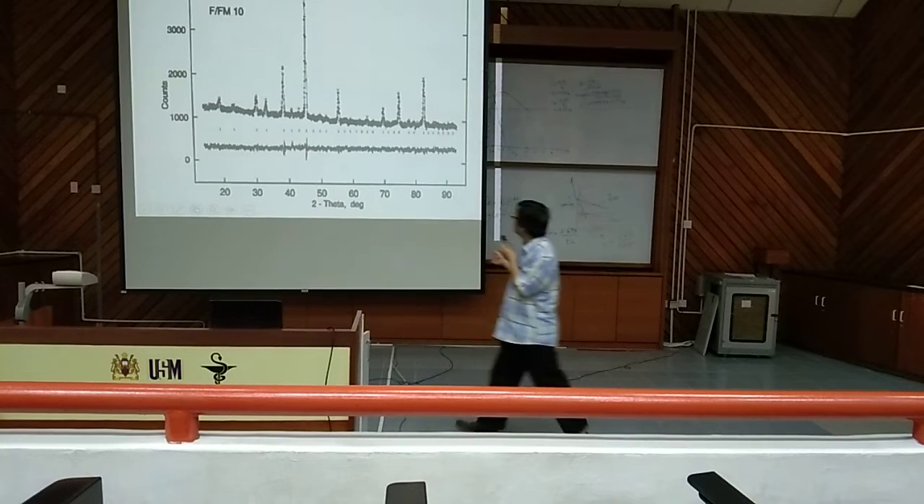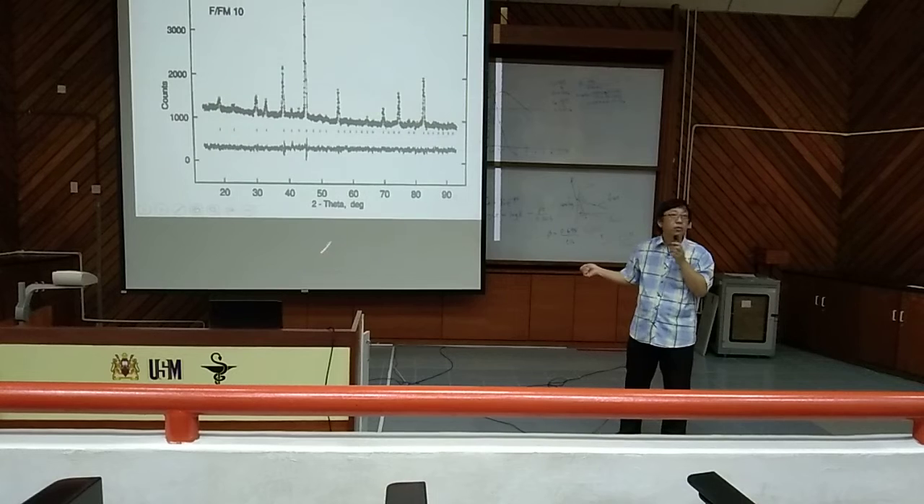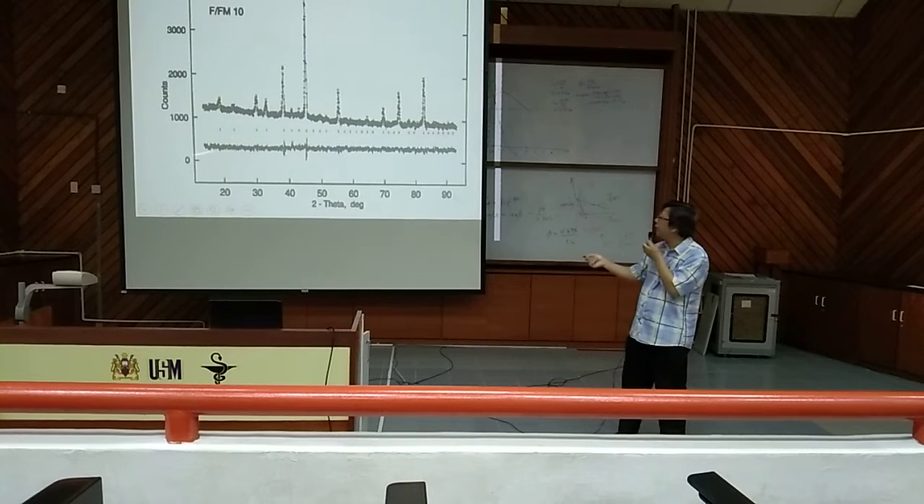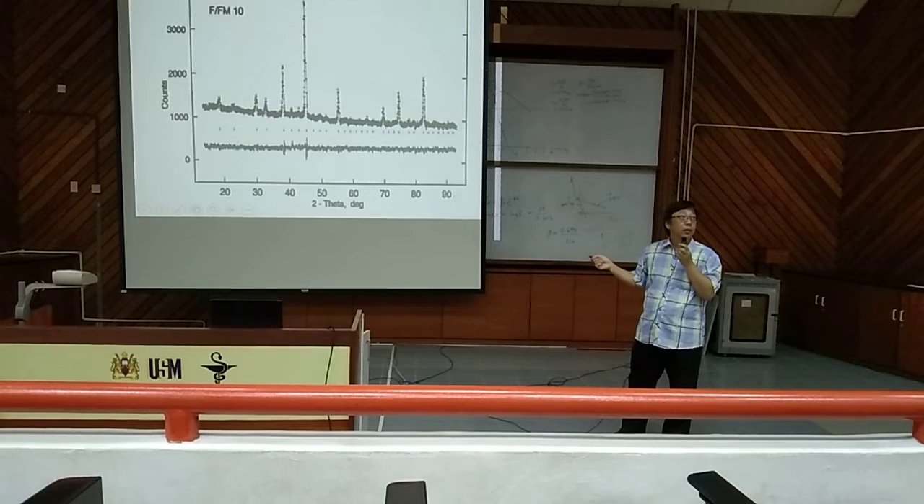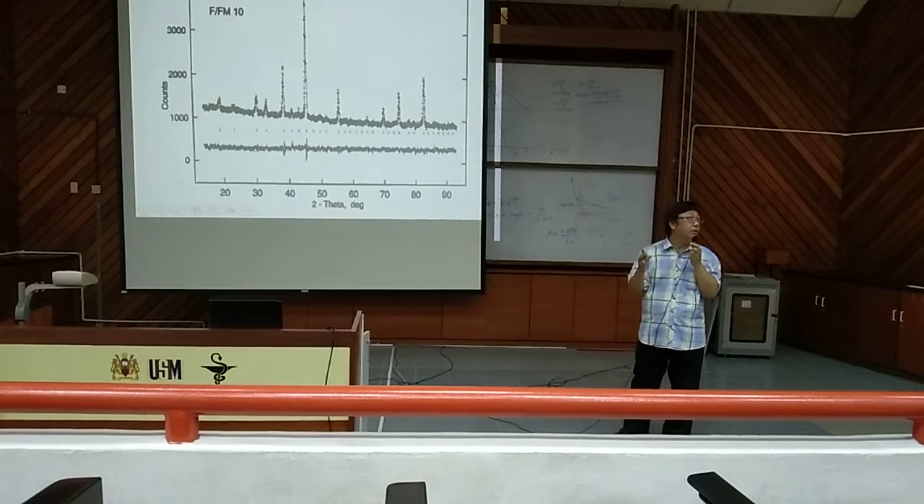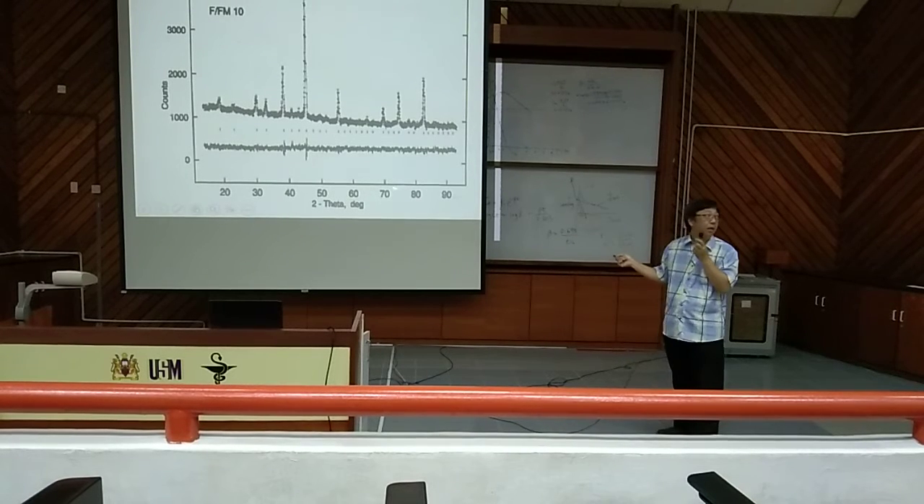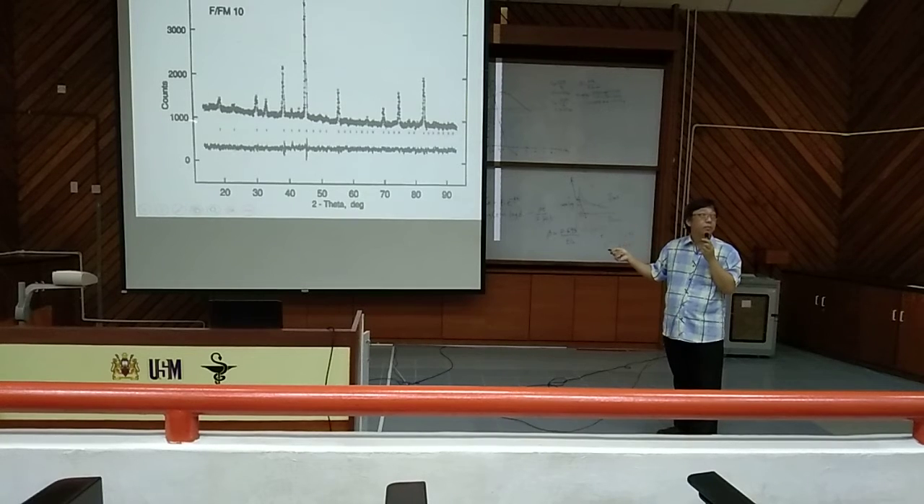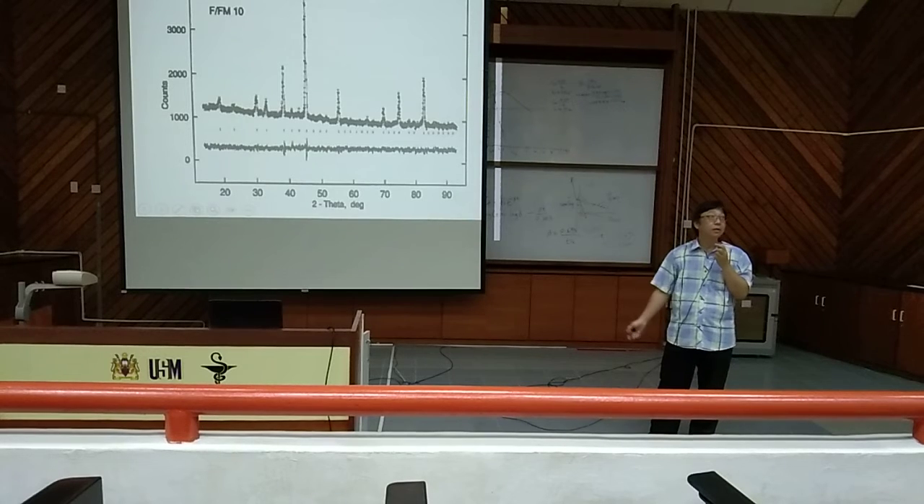Okay, we look at this X-ray. This is a two theta value. How do you know whether it is crystalline or amorphous? We look at the pattern. If you get a halo pattern, then it's amorphous. You get something like this, this one you call halo. If you get something like this, with a lot of peaks, then this is crystalline. If you have more peaks, that means the percentage of crystalline is even higher.